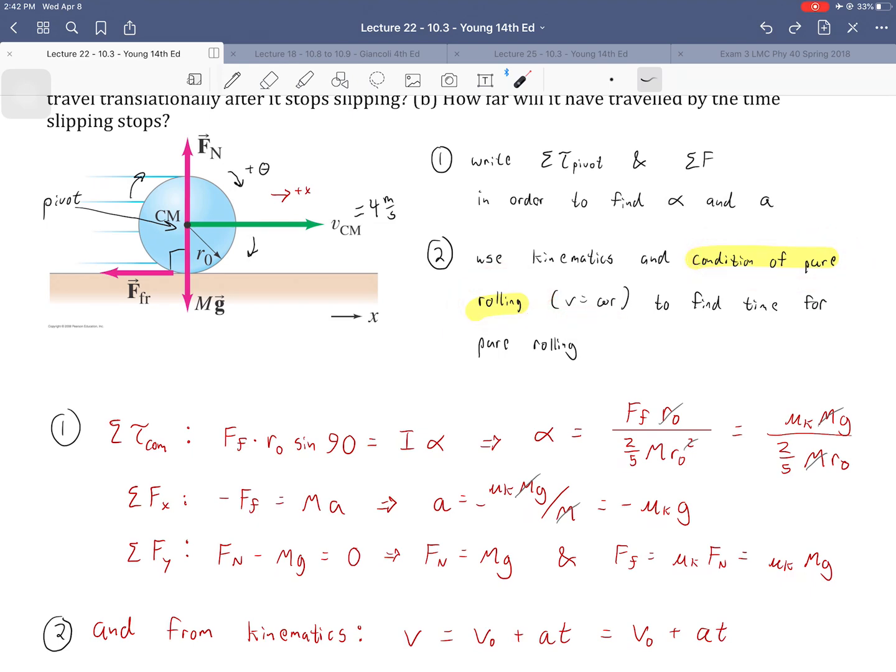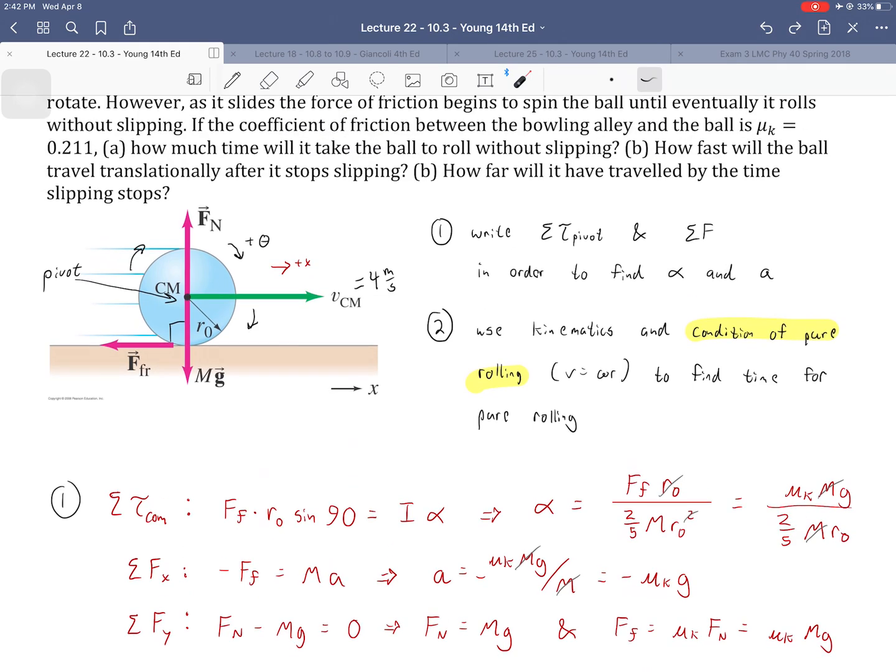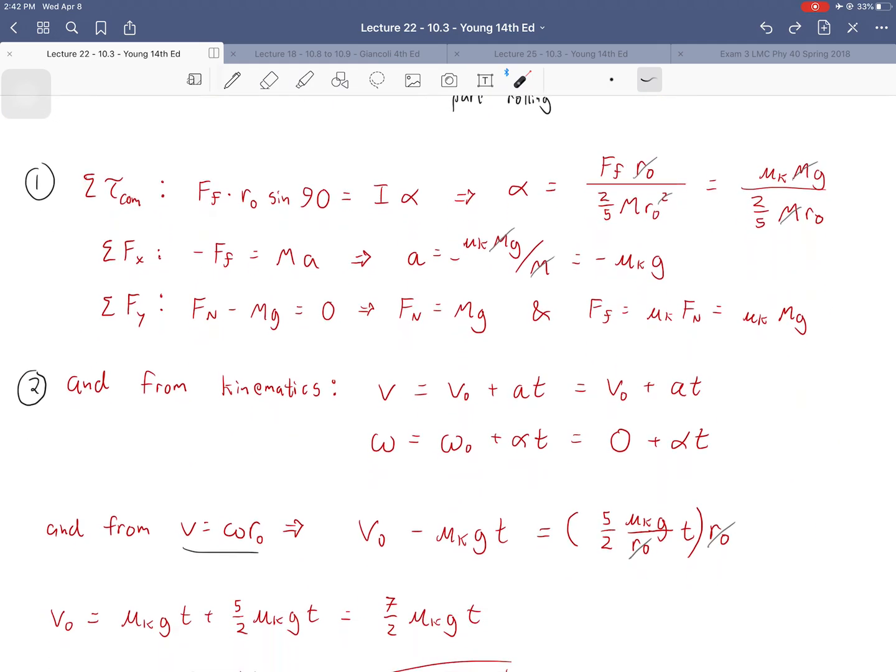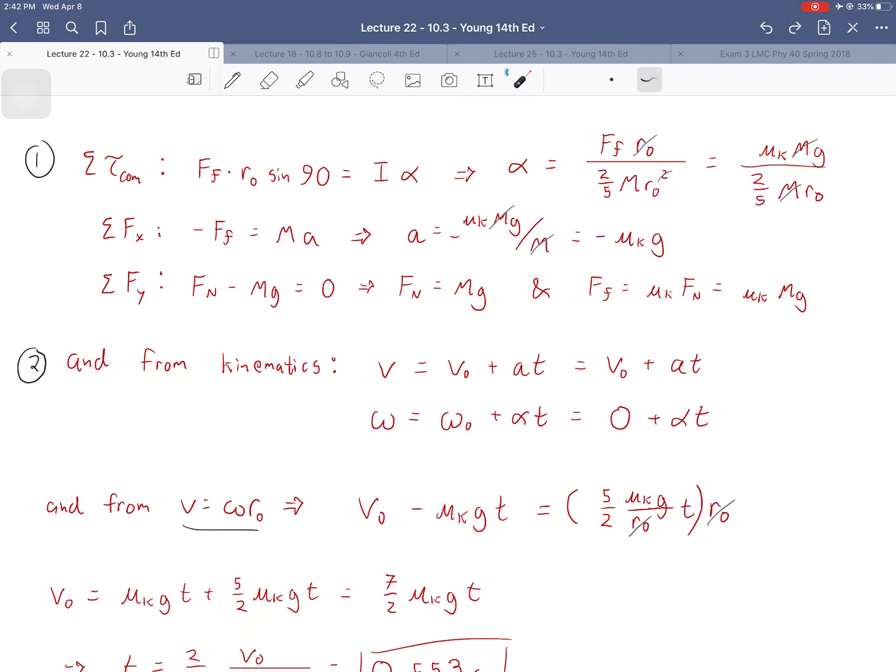We're then going to use kinematics and the condition of pure rolling, which is none other than V equals omega r, right? That's going to be once pure rolling starts, slipping ends, once friction stops doing work. And we're going to do that to find the time for pure rolling. Because in part A, the question is how much time passes. And then part B, how far will it travel before it starts pure rolling and stops slipping. Well, once you have the time, we can easily find the distance, just continue to use kinematics.